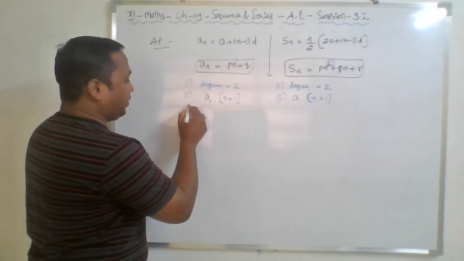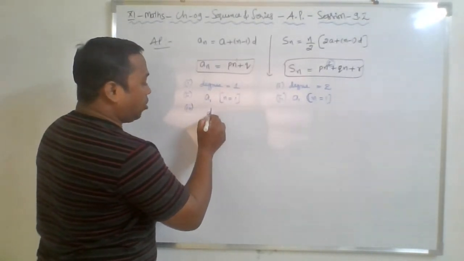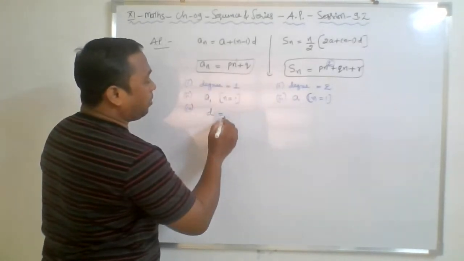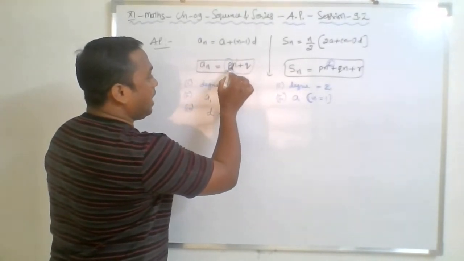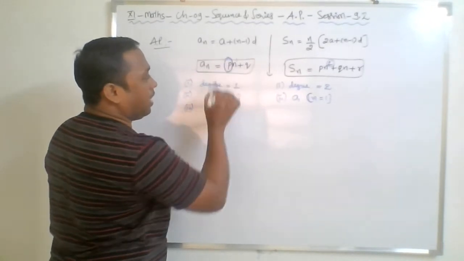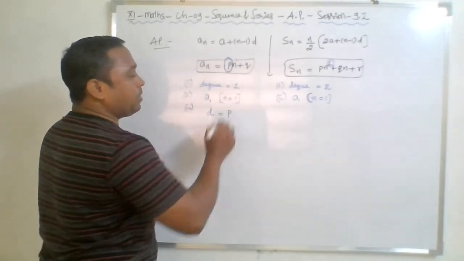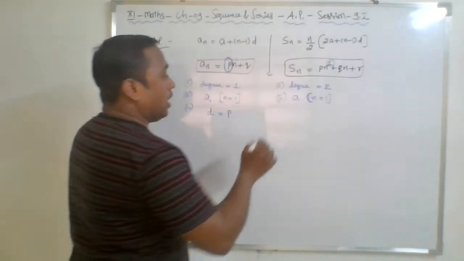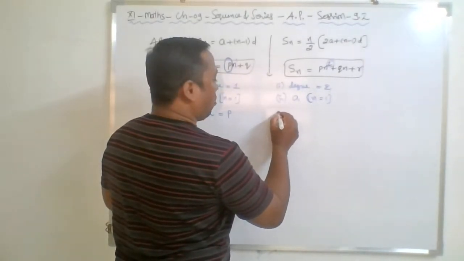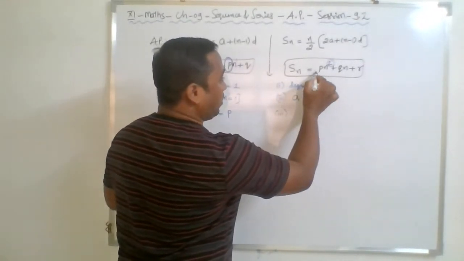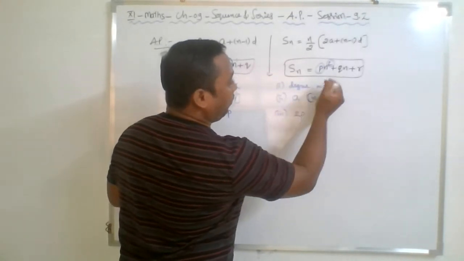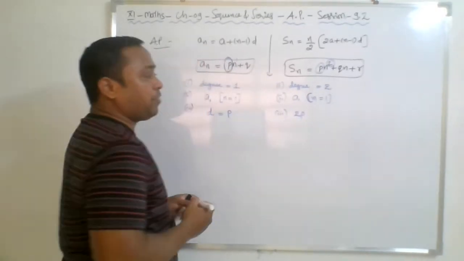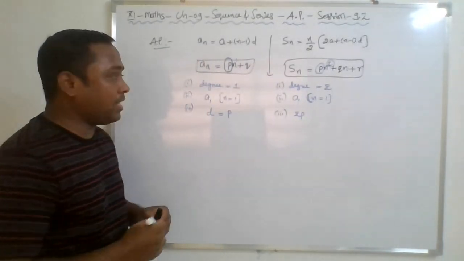And the third is the common difference. The common difference from the nth term formula will be simply the coefficient of n. What is the coefficient of n we have? p. So this will be the common difference. And from the Sn formula, the common difference will be double the coefficient of n square.